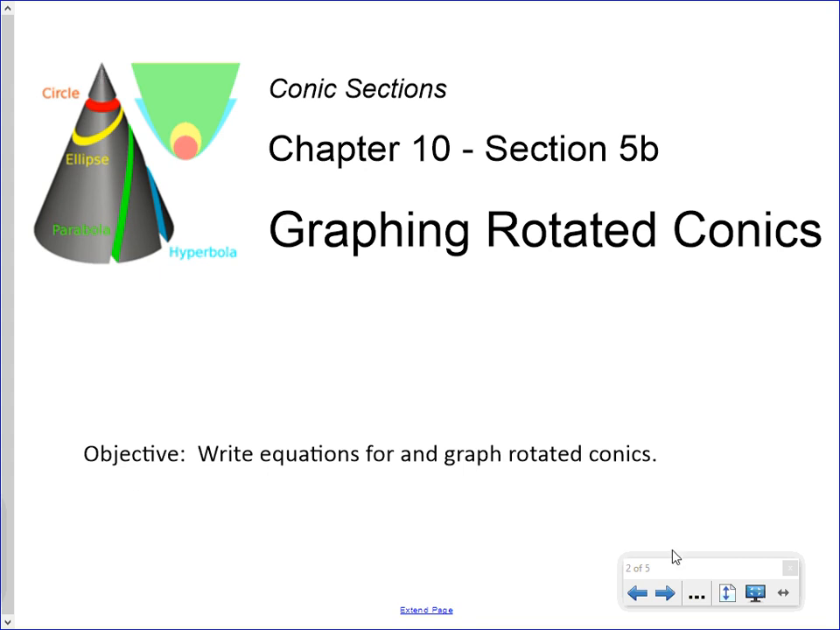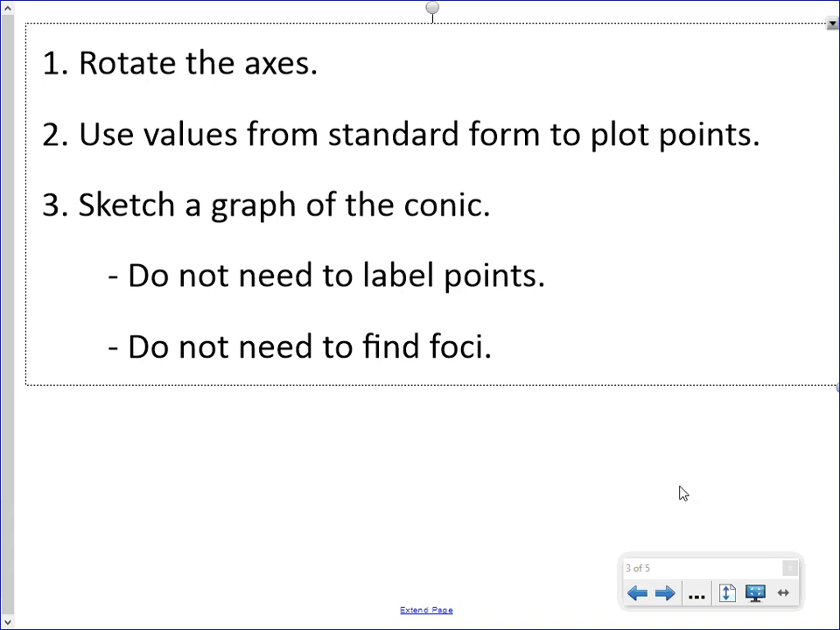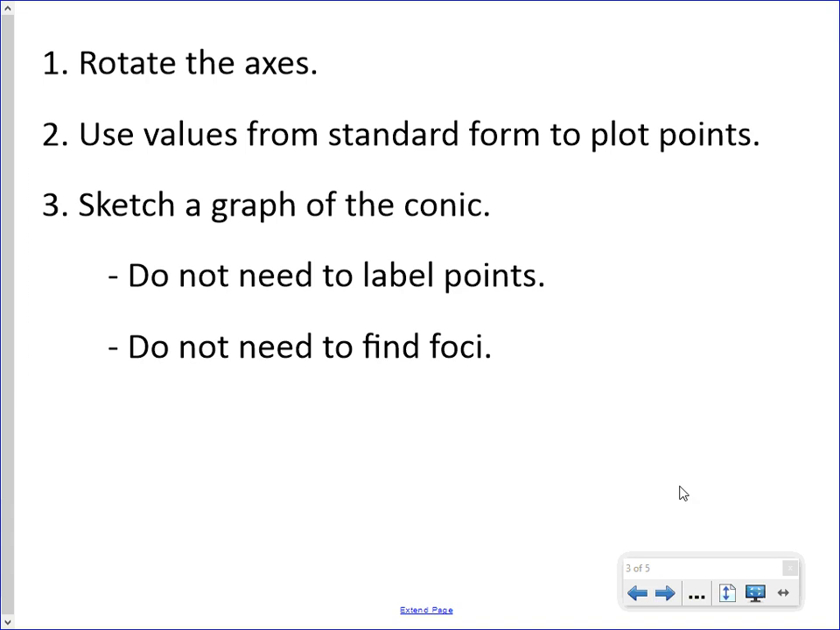Let's start off with a quick list of steps, basically what goes into graphing rotated conics. If you want to write these down, that would be fine. It's really nothing fancy.